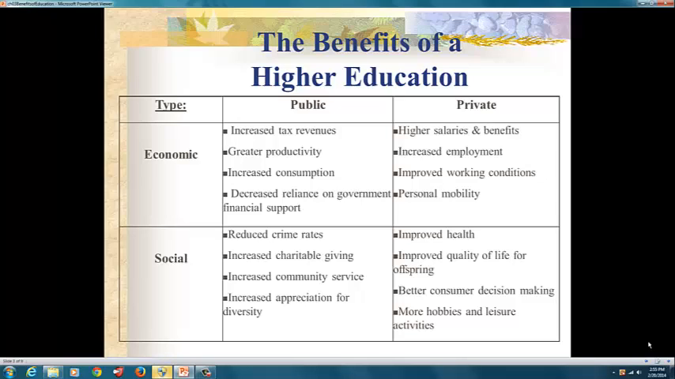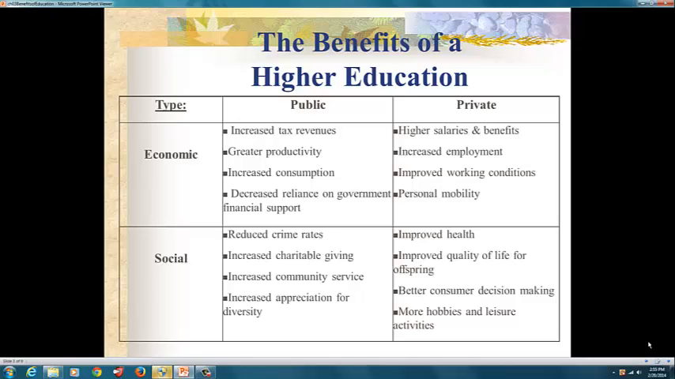Private economic benefits, however, include higher salaries and benefits, and those private benefits are the benefits that accrue to the individual. The public benefits is what the entire society enjoys. So on the private side, for the individual, there are economic and social benefits. The private economic benefits for the individual include higher salaries, increased employment opportunities, better working conditions, and increased personal mobility, that is, between jobs or even between countries.